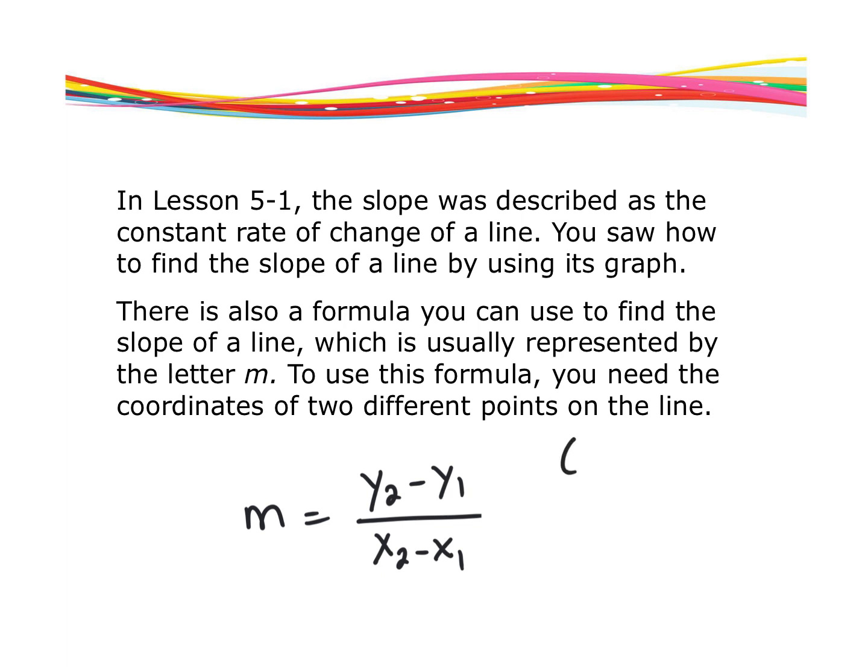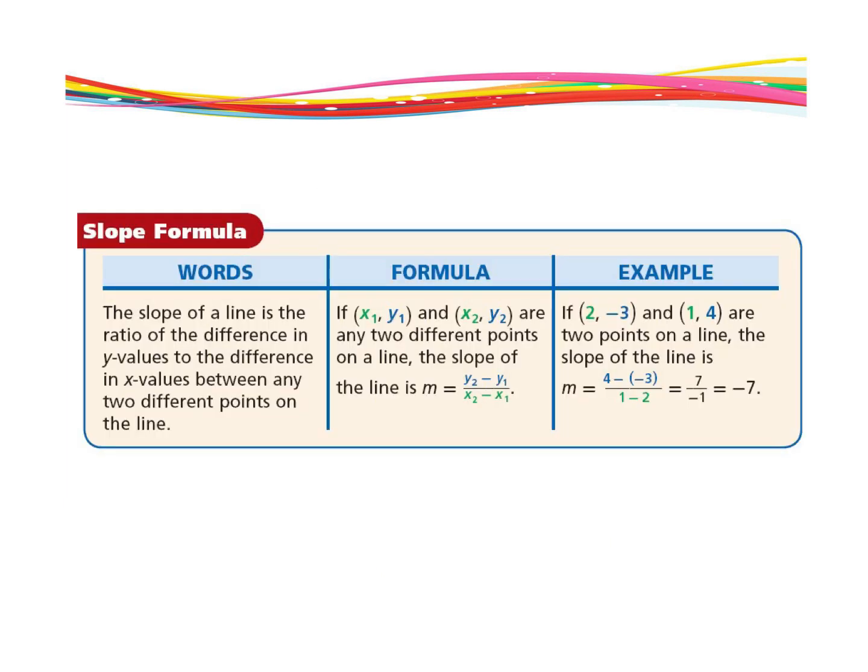Now, they're going to give you 2 points. And then you're just going to be able to plug them in and solve for the M, which is the slope. So the slope formula in words is the slope of a line is the ratio of difference in y values to the difference in x values between any 2 different points on the line.